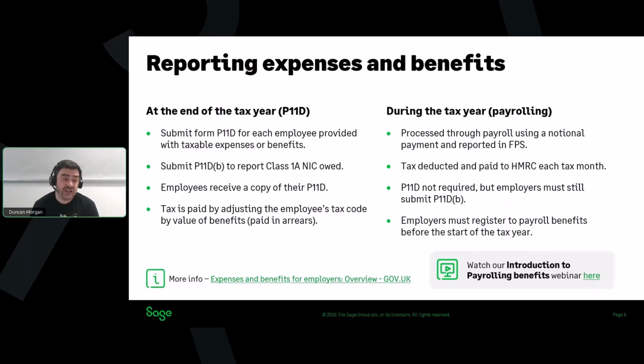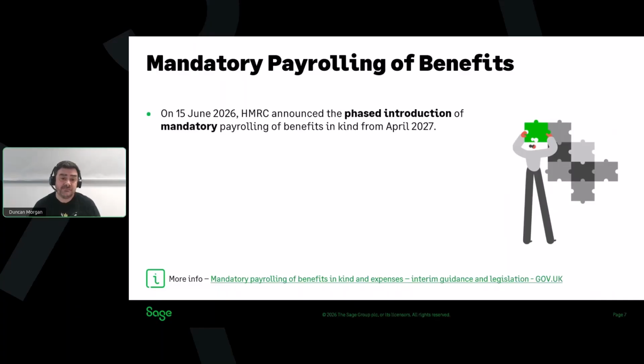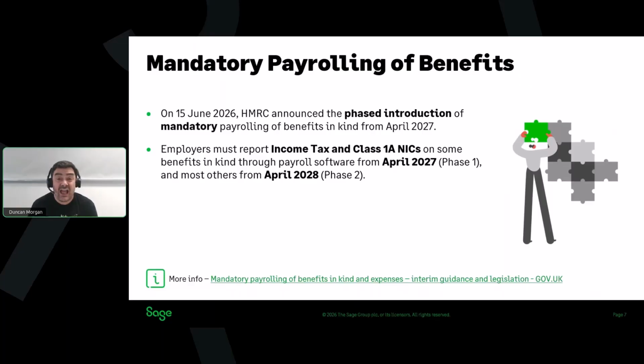Now, as many of you will be aware, there are plans in the near future to make payrolling of benefits mandatory. And we've actually had a very recent update from the government on this. On the 15th of June, HMRC announced that there will now be a phased introduction of the mandatory payrolling of benefits in kind starting in April 2027. Previously, all benefit types, with the exception of accommodation and loans, were due to be payrolled from April, but it is now being introduced in phases.